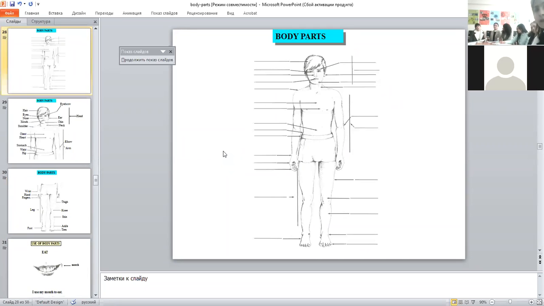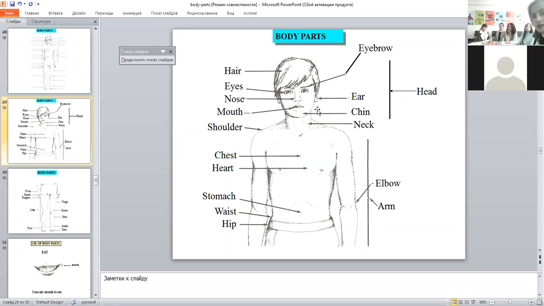And the next one. Now we will continue talking about body parts. We have just looked through some of them. This is hair, yeah? Hair, eyes, nose, mouth, eyebrow. So this part is called a head. And this is an ear. This is a chin. This is a neck. This is a shoulder. This is a chest. This is a heart. Good. And as for this part of the body, it is called a stomach.